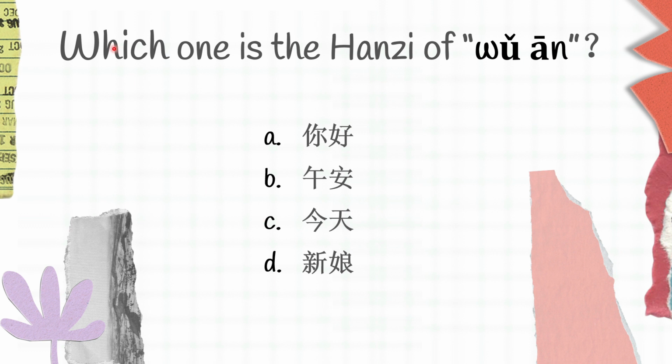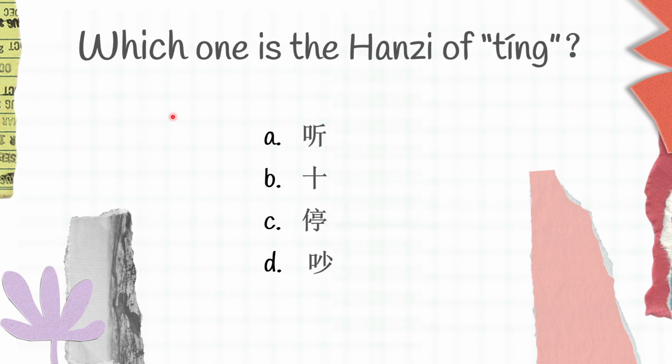Moving on to the next question. Which one is the hanzi of 午安? Which one do you think is the right answer? A is 你好 B 午安 C 今天 D 新娘 and B is the right one.